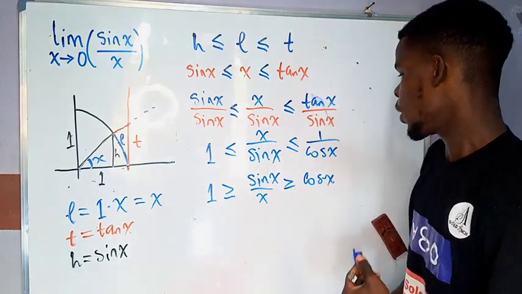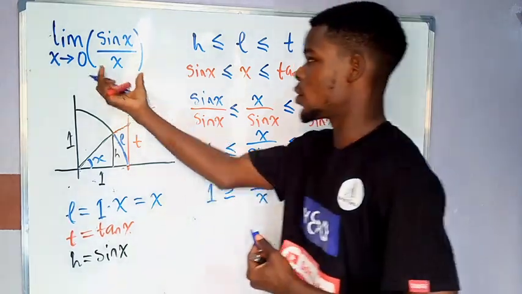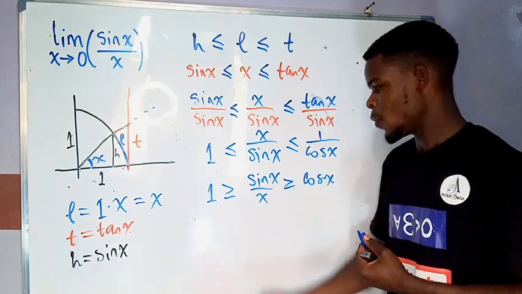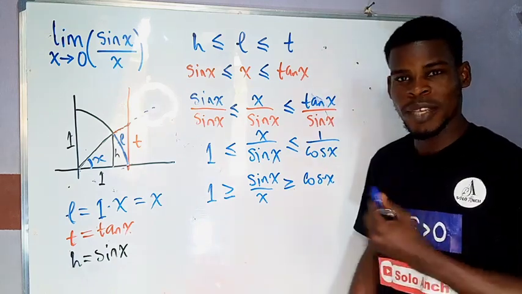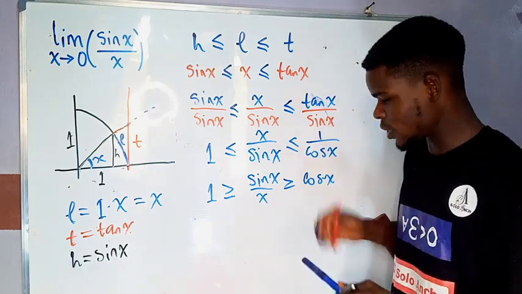Okay, so now we have our desired function at the middle. We have extreme functions. We can now use the Squeeze theorem. Okay, what does it tell us?